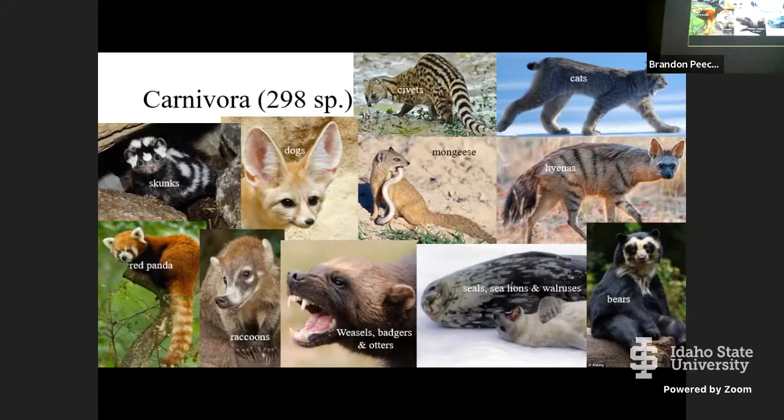Hyenas are on the cat side. Yeah, cat relatives. And that is even a weird hyena. That's an ant-eating hyena. That's not even a bone-crushing hyena. That hyena has almost no teeth and a really long tongue.